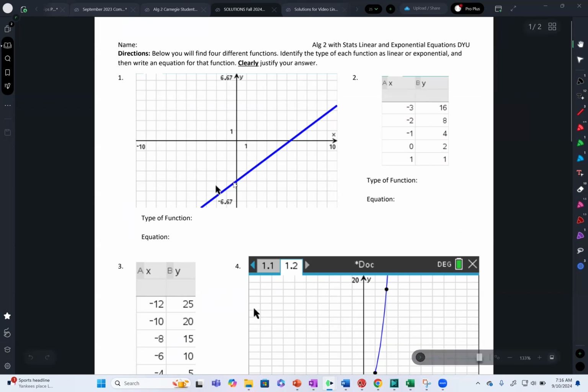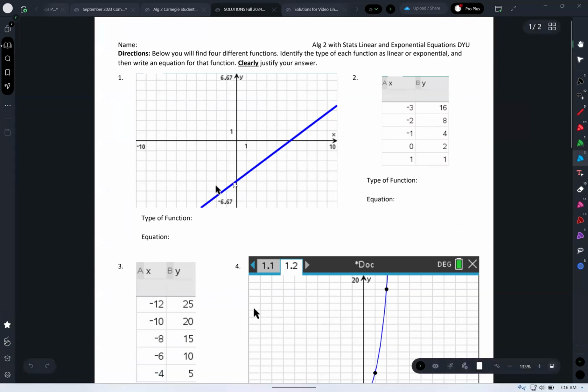All right. So I'm going to work through these a little bit quicker, but these are the demonstrate understanding questions. This first one here, remember my recommendation is to identify the type of function right away. We see a line on the graph. So this is a linear function because the graph shows a line.